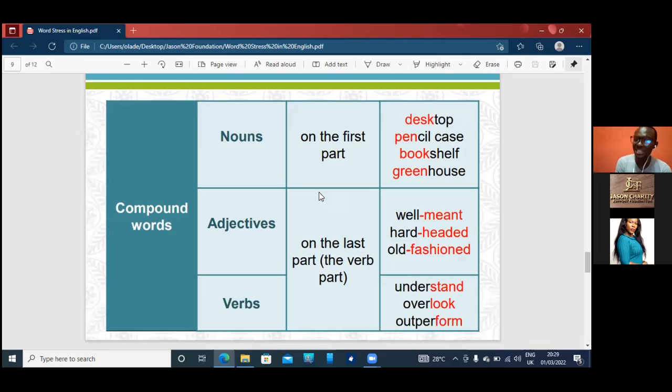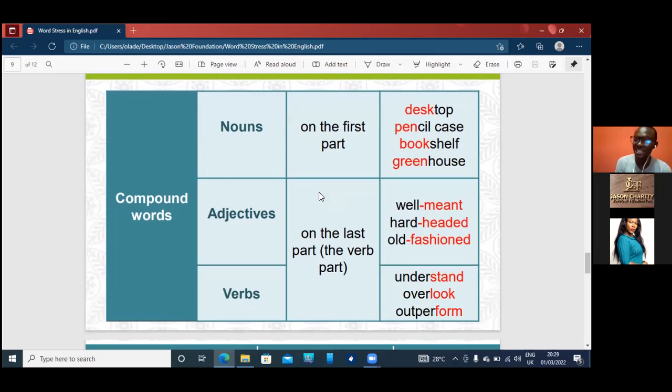But if it's an adjective or a verb, it's on the second word. Just as the rule that we have for a word that has two syllables that is a noun, the same applies to compound words. An adjective would then take its stress on the second word, in words like hard-headed, where head will be on the second word, and old-fashioned, where fashioned is on the second.